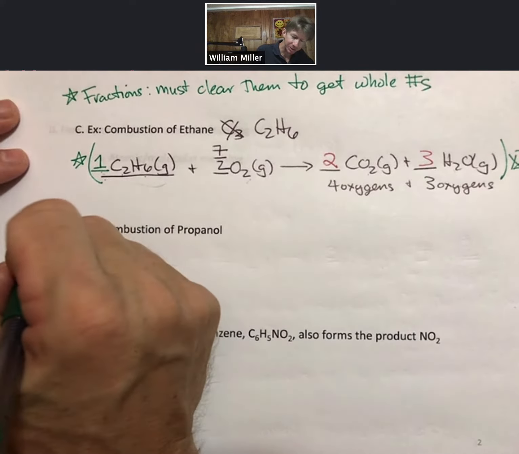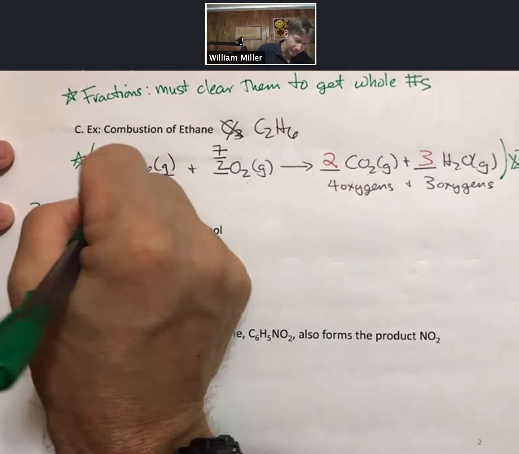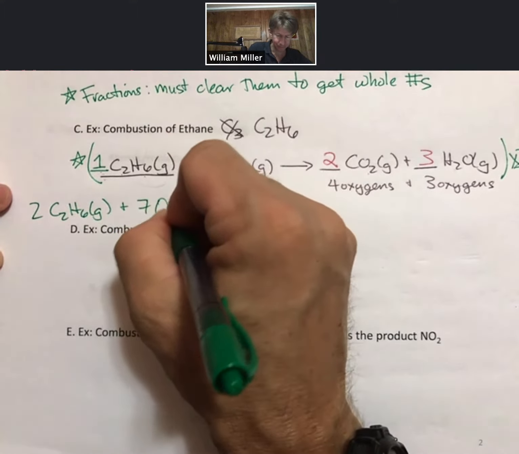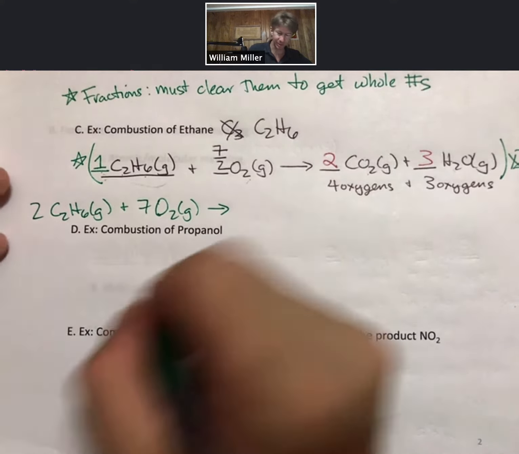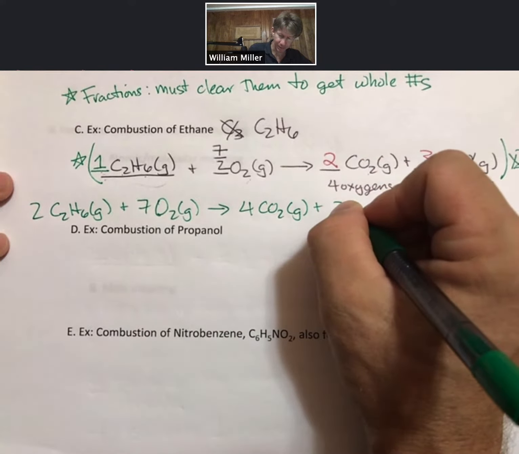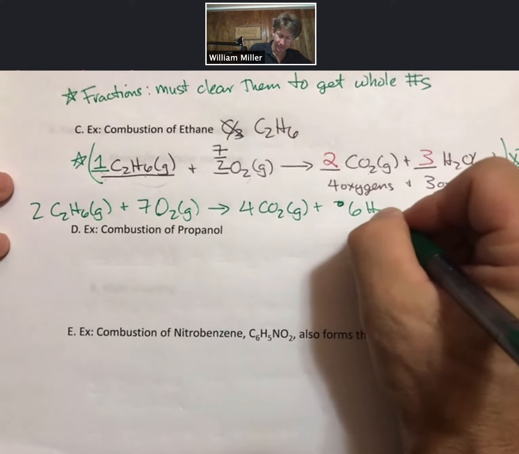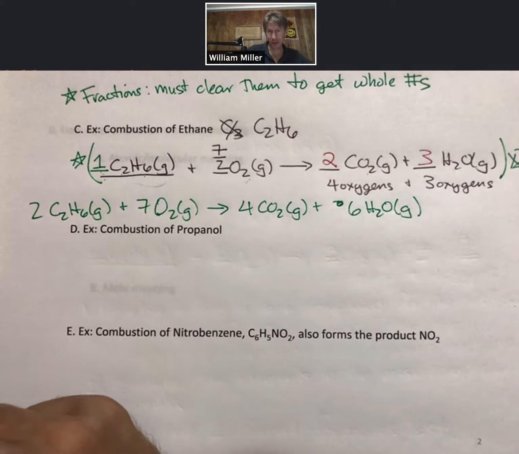And now that means my final answer is going to be 2 ethane, 2C2H6, plus 7 oxygens, goes to 4 carbon dioxides and 3 water vapors. Oh, sorry, 6 water vapors. That is my final answer for the combustion of ethane. I will leave the combustion of propanol to you, and we are going to do this example down here, which is pretty complicated.